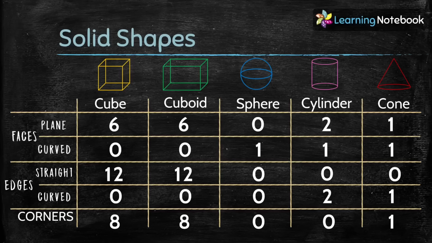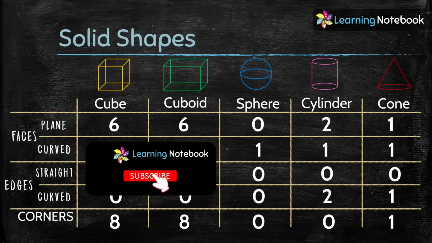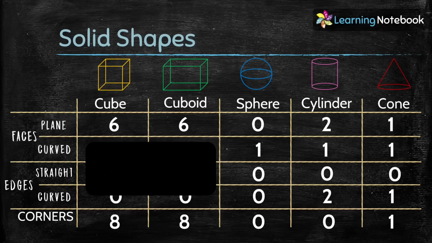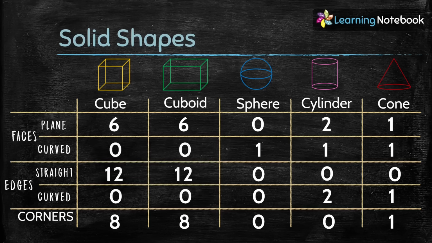So this is the synopsis of what we learnt about faces, edges and corners of 5 solid shapes. Students, it would be really great if you make this table on your own. Then you would be able to remember the number of faces, the number of edges and corners for each solid shape.